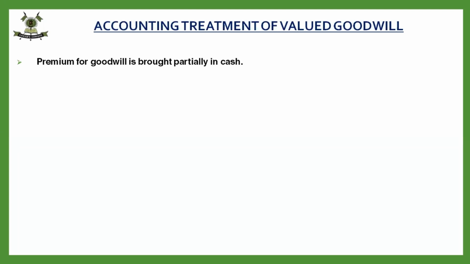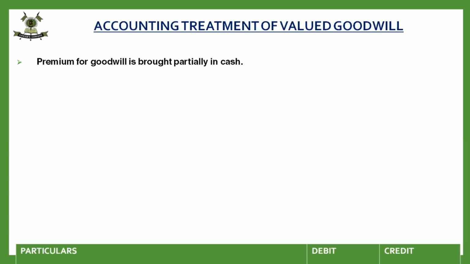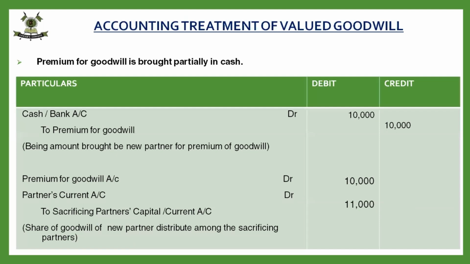Fine. So in that case, my journal entries will be whatever amount. I'm taking the previous example. Suppose in the first example we calculated that he was supposed to bring 21,000 as premium for goodwill. Fine. Suppose he was able to bring only 10,000. So my journal entry will be cash account to premium for goodwill. But he was supposed to bring 21,000, so sacrificing partners will be getting 21,000. So the next journal entry that I'm going to pass is premium for goodwill account debited 10,000, whatever amount he has brought in cash.